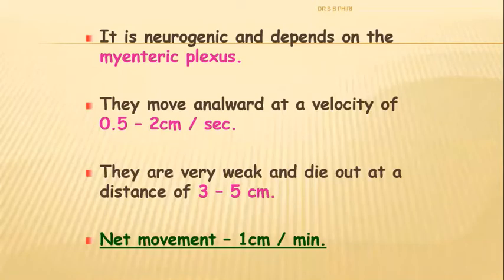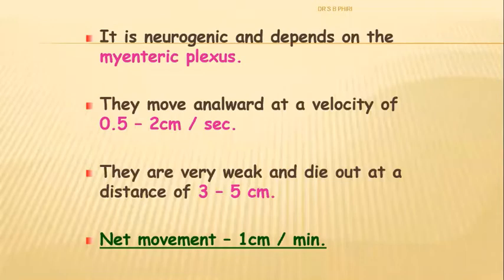The control, you can't run away from the nerves when you're talking of control of peristaltic contractions. So it is neurogenic and depends on the myenteric plexus. Remember, you have the myenteric and the submucosal plexus. But when you're talking of motility, we're interested in the myenteric plexus, the one that is between the longitudinal and the circular muscles. So they move analward.